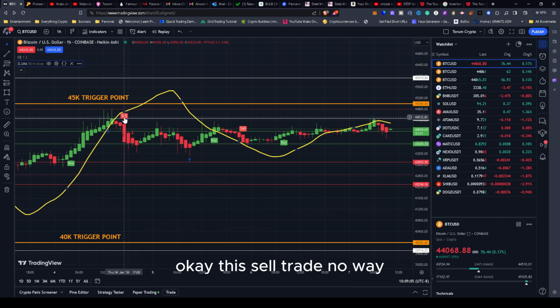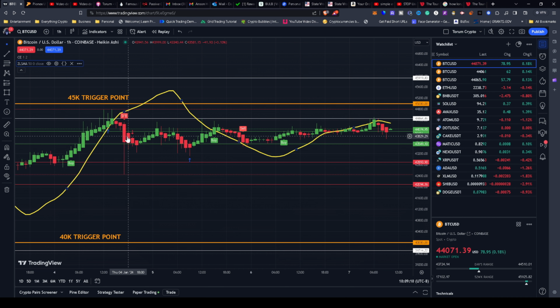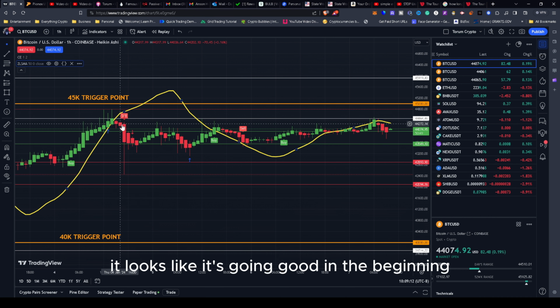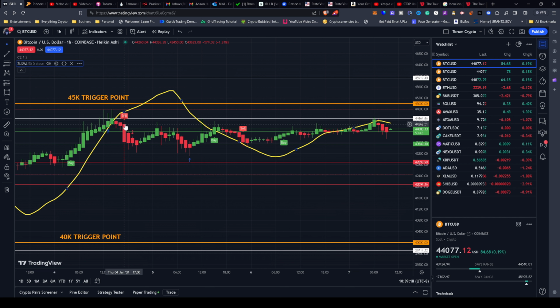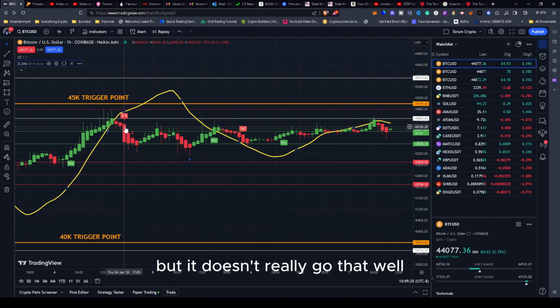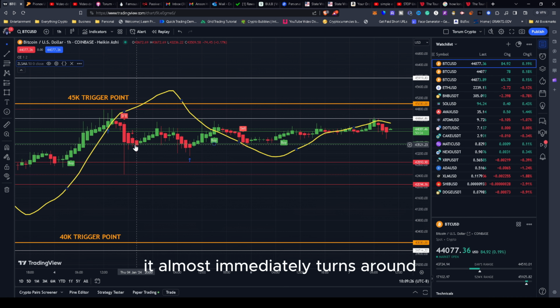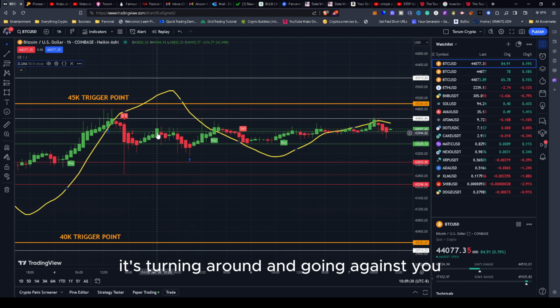Okay, this sell trade, no way. It looks like it's going good in the beginning. Okay, the close of the candle is up here, but it doesn't really go that well. It almost immediately turns around. Within a 3-hour time span, it's turning around and going against you.